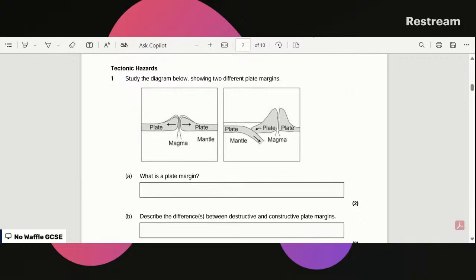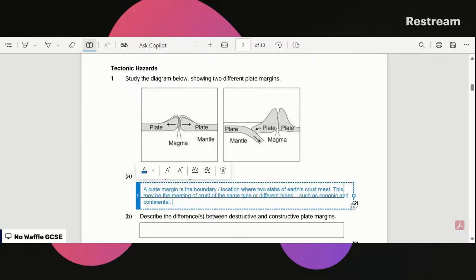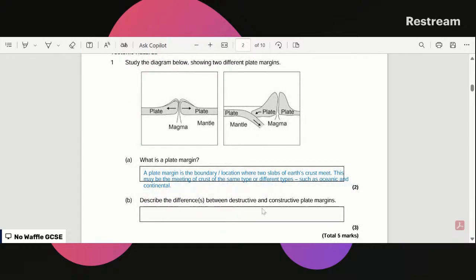Studying the diagram below, it shows 2 different plate margins. So firstly, what is a plate margin? Can you define this? Well, a plate margin is effectively the boundary where 2 different slabs of the Earth's crust meet. So it could be the meeting of crust of the same type or of different types. So there is the definition. And you obviously have 2 different types of plates. You have continental and oceanic. Now they have different densities, and that affects what happens when they collide or hit each other.